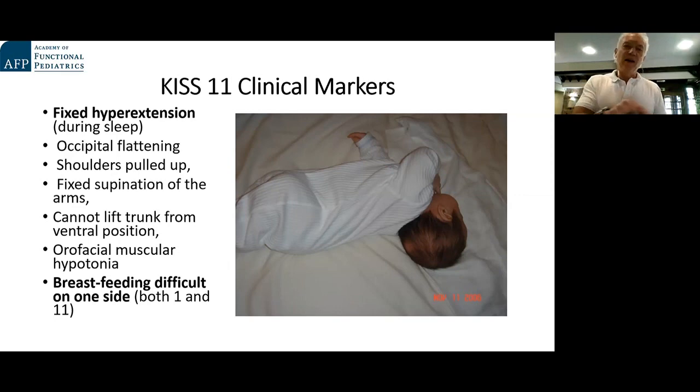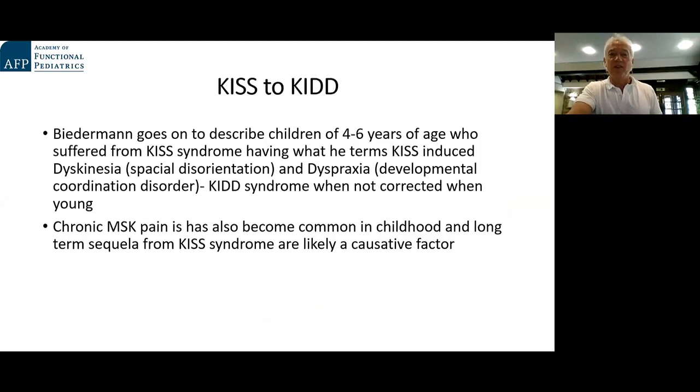Now, I think, this is from Biedermann's work, I personally think breastfeeding difficulty on one side is just as common in KISS 1. I see it regularly. And for me, it's a pathognomonic marker of an upper cervical skull-based issue. They can't feed on one side well, they feed on the other well. There can be other things, but the most likely is that they've got some sort of upper cervical problem that we need to look at taking care of. So there's our KISS 1 and KISS 2.